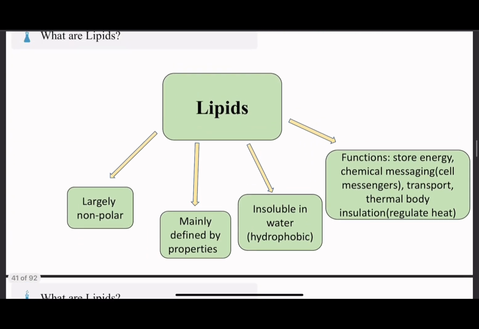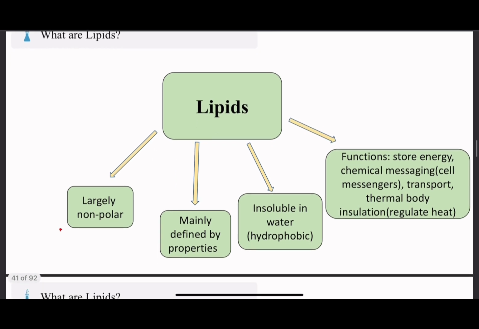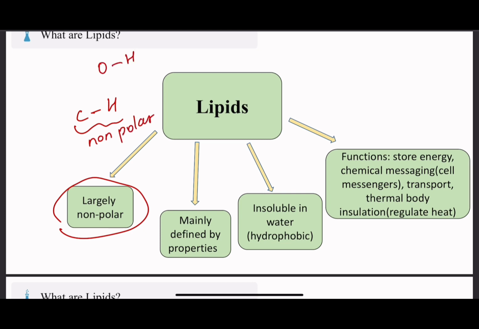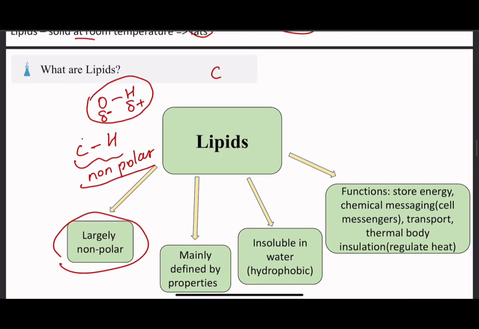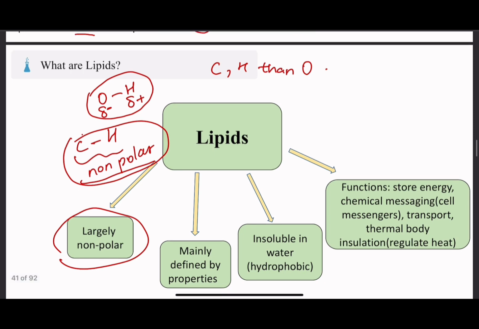Okay, so what are lipids? Lipids are largely nonpolar, because they have carbon and hydrogen bonds, and this bond is nonpolar compared to, for example, oxygen and hydrogen, where oxygen is largely electronegative while hydrogen is positive. We have polarity there, while we don't have any polarity in carbon-hydrogen bonds, and lipids have a lot more carbon and hydrogen than oxygen. This is why lipids are nonpolar.